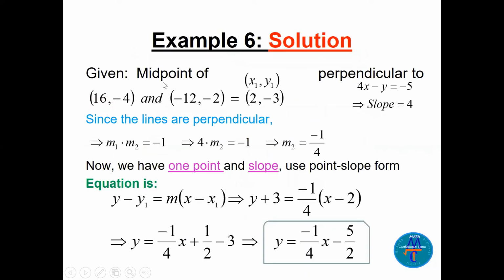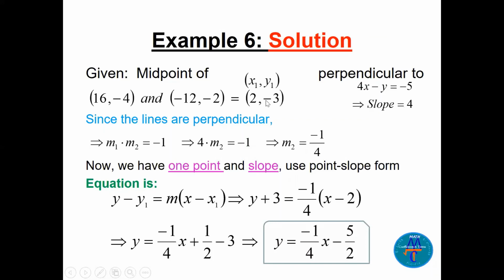Now the midpoint of this and this, you know how to find the midpoint. x1 plus x2 over 2, y1 plus y2 over 2. That's the midpoint formula. Now, the line we have is 4x minus y is equal to minus 5. Solve for y, the slope will be 4. We know the lines are perpendicular. So m1 times m2 is minus 1. One slope we have is 4. So the second slope is minus 1 over 4.